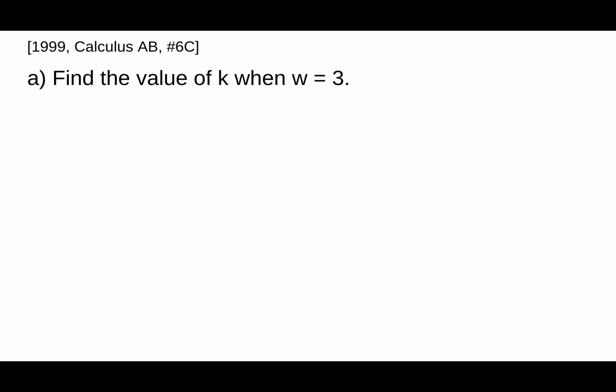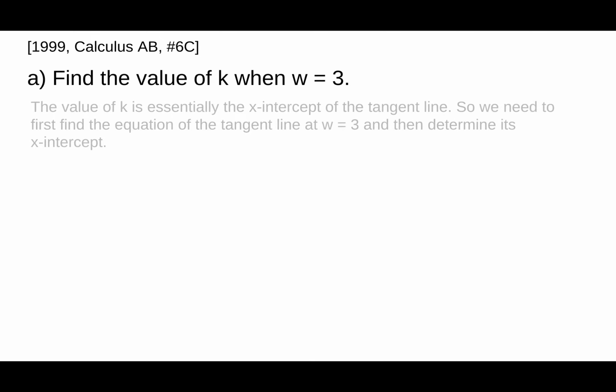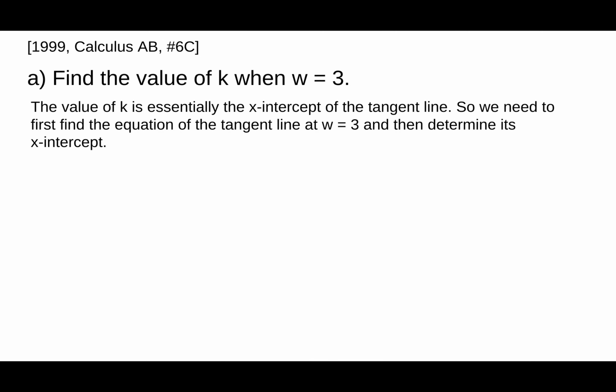In the first part of the question, part A, we are asked to find the value of K when w is equal to 3. Remember, this is essentially finding the x-coordinate for the x-intercept of the tangent line. So in order to do this, we need to find the equation of the tangent line when w is equal to 3 and then determine its x-intercept.